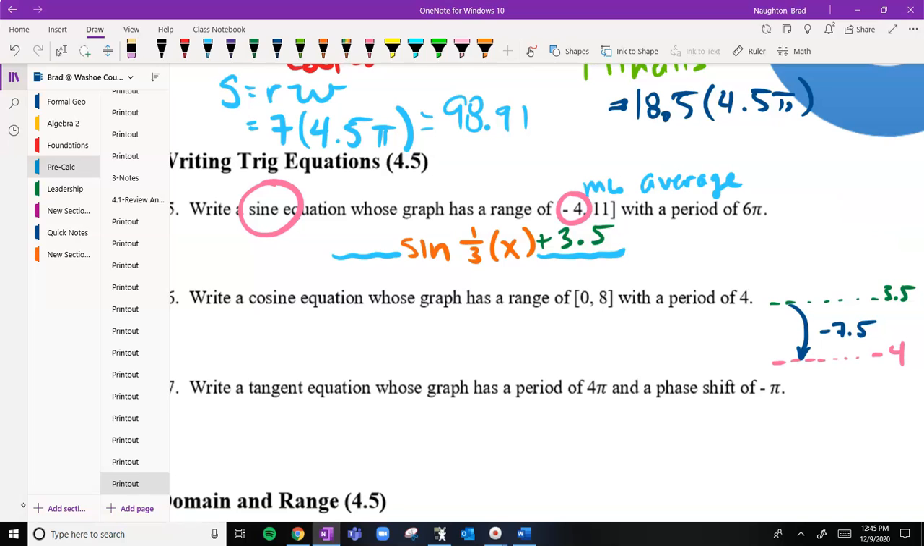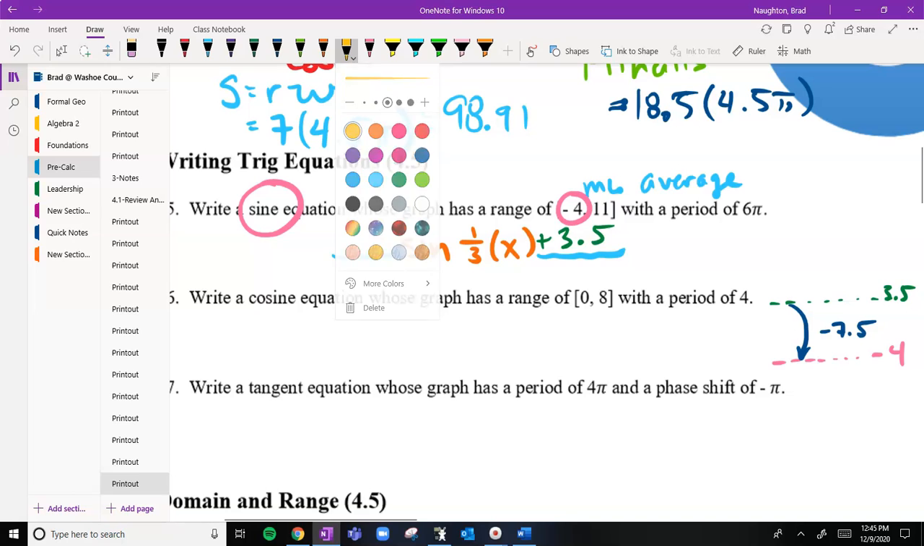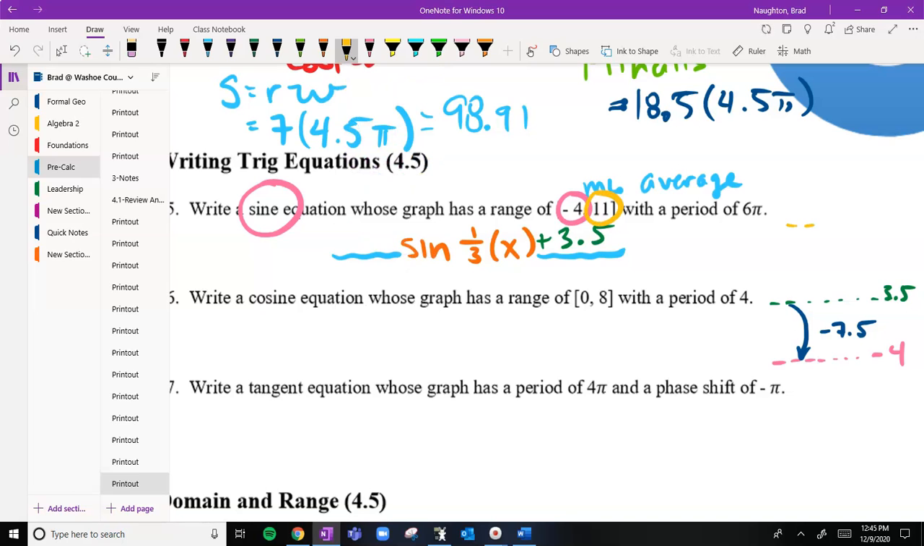And to go up, because our max here is 11, if I put 11 up here, how do I get up to that point? That's going to be positive 7.5. So that's where the 7.5 comes up here. And then we're going to put a plus or minus because we don't know where it's starting. So it could start and go up, or it could start, well, actually, let me take that back. We know where it's starting. We don't know if it's going up or down first.